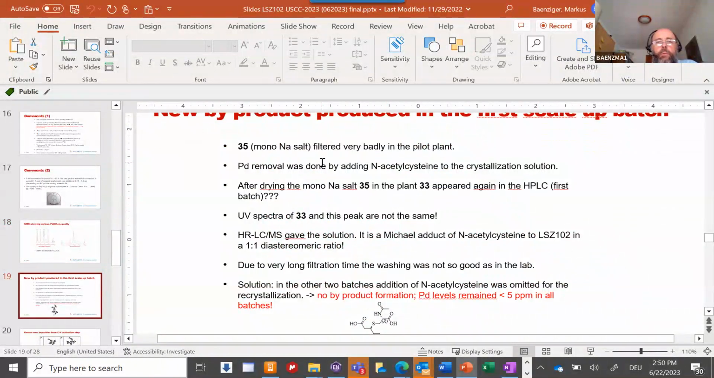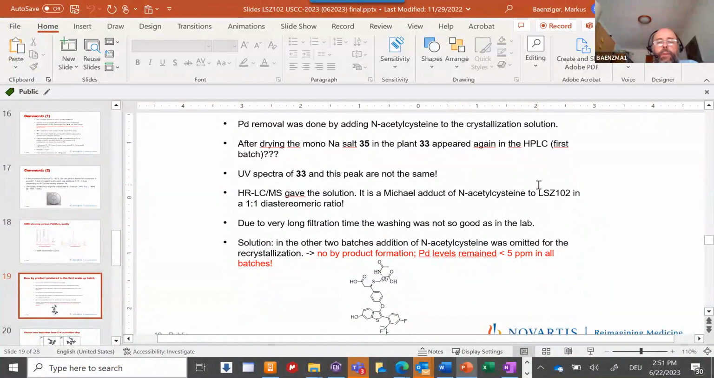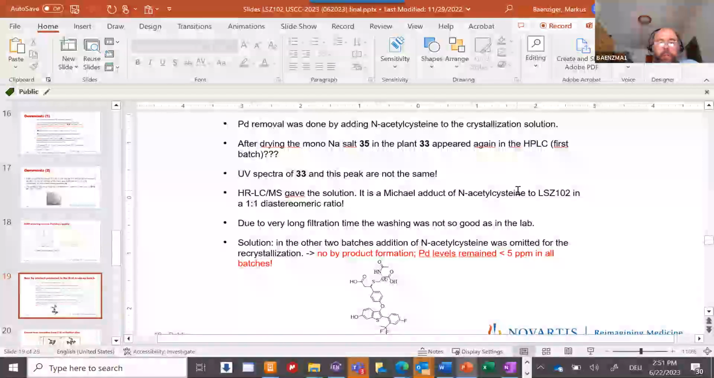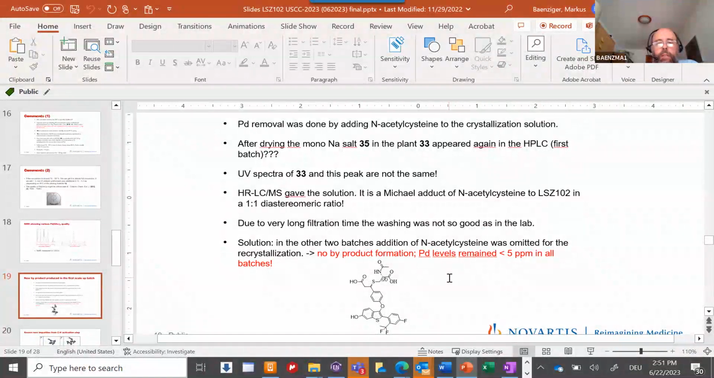This monosodium salt filtered very badly in the pilot plant, and we had another additional palladium removal with N-acetylcysteine added to the crystallization solution. Then we found that in one of the batches we had a byproduct. Actually, it was increasing the desbromo byproduct, and we didn't know why. But then we looked at the UV spectra and saw that this is not the same UV spectra. We also made HRLCMS, and we found this compound here that we could isolate and elucidate the structure.